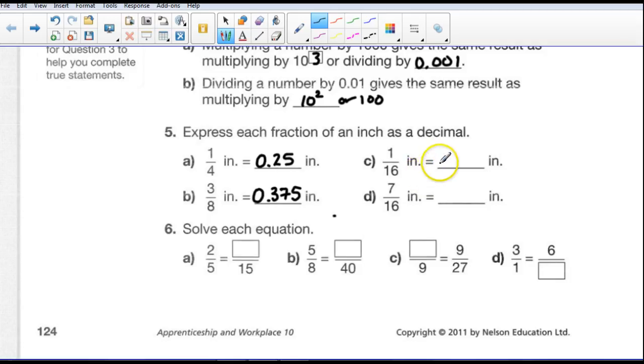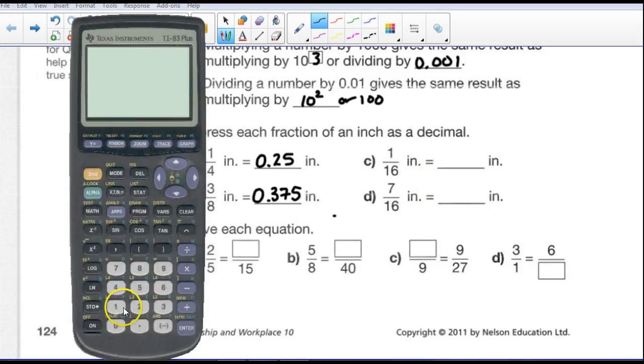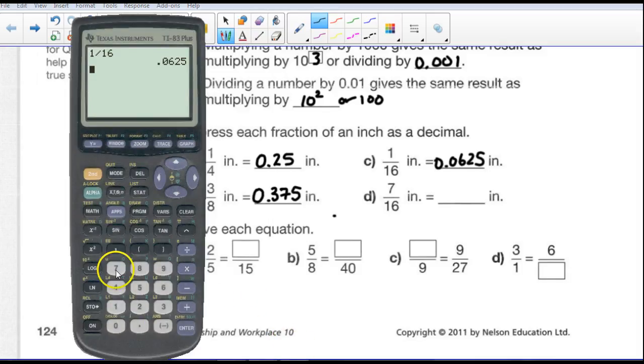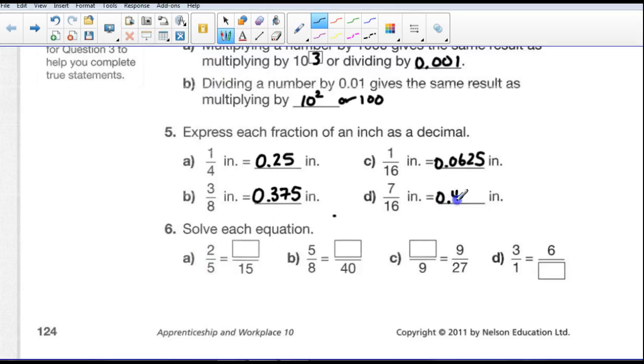Okay, 1/16 of an inch, well, we can use our calculator for that. 1 divided by 16, because 1 over 16, that's all it means is 1 divided by 16, and we get 0.0625. And 7/16, again, we can use our calculator for this. 7 divided by 16. Notice how when we're dividing it, the calculator puts the line in there for us, so it looks like a fraction, and we get 0.4375.